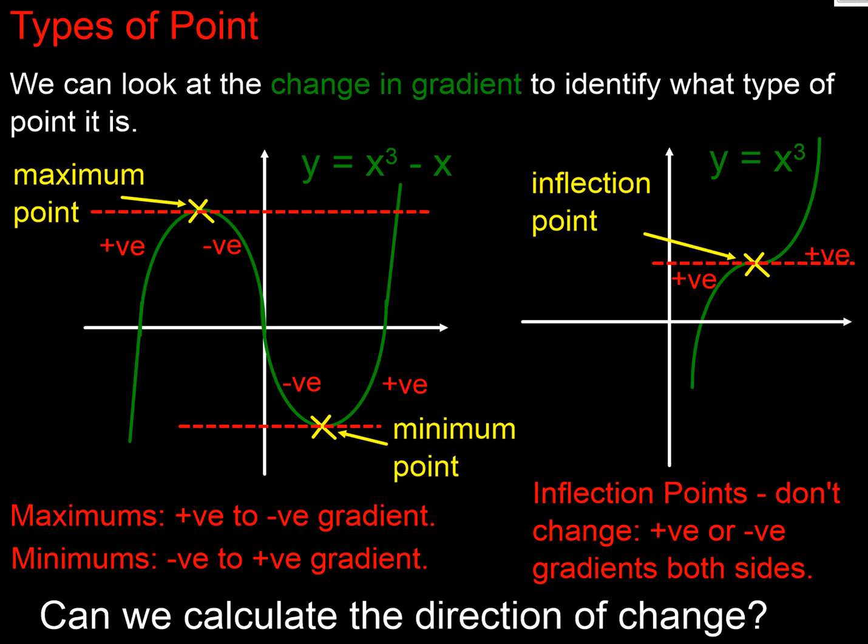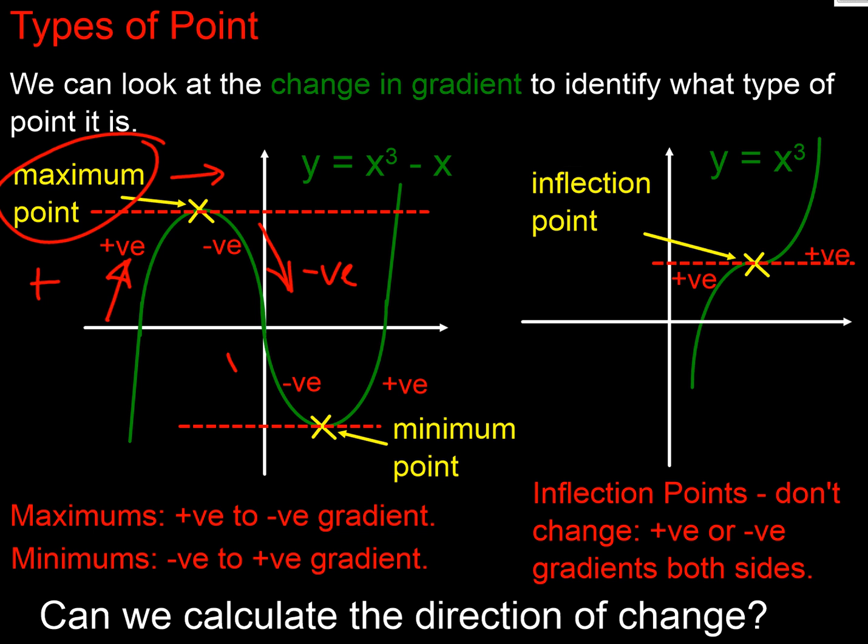Okay, and the way we do that is by thinking about what's happening to the gradient. So if we go back to our maximum point on the left, it's going up. The gradient is positive on this left-hand side. It goes flat and then it goes down. So what's happening to the value of our gradient? It's going from positive to negative, isn't it? So the rate of change is negative.